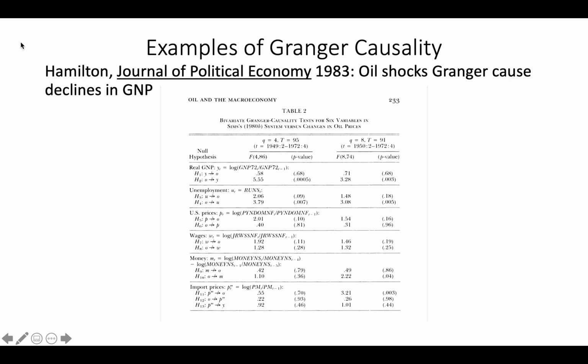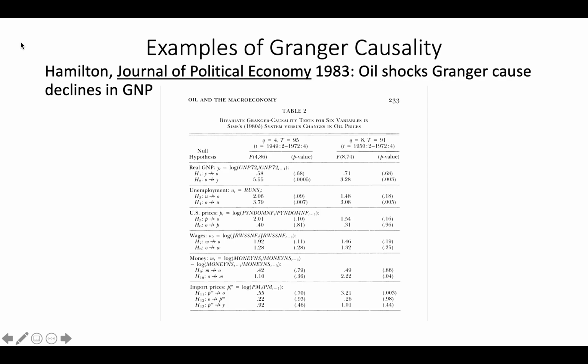There are quite a few in the literature, and I'll choose three just to exemplify what is meant by Granger causality. Professor Hamilton, in the Journal of Political Economy in 1983, published a piece where he examined changes in GNP, gross national product. And he found that even controlling for previous values of gross national product, dramatic changes in the price of oil, or oil shocks, cause declines in gross national product.